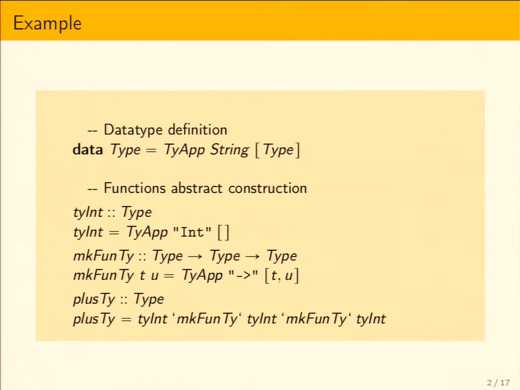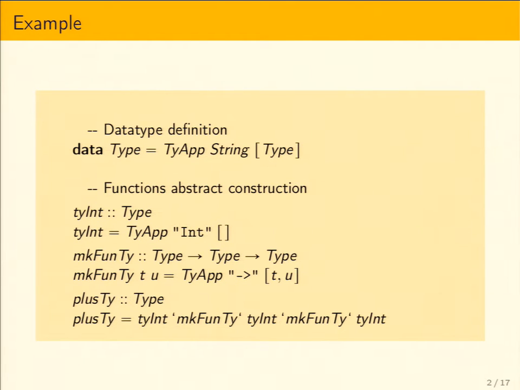But of course, there are going to be types which will have some special meaning for you. For example, if your language includes, let's say, arithmetic, then you are going to talk about the integer type, and you're going to talk about functions over integers a lot in your code. So you can create functions which abstract the construction of this representation. Here we see that tyInt abstracts the construction of the type which represents integers, and mkFunType is a function which abstracts the creation of a function type from the argument type to the result type.